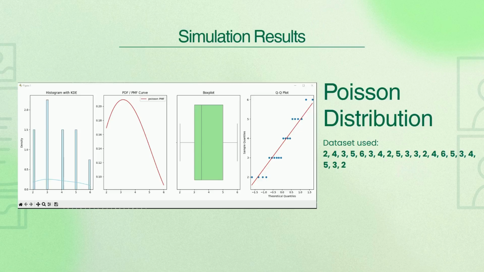Next, the Poisson distribution. The histogram with KDE is right skewed with a peak around lambda 3. The PMF curve matches the data well, with the peak aligned with the histogram. The box plot shows slight right skew and no strong outliers. The QQ plot shows deviation from normality, as expected. The distribution fits Poisson characteristics well, indicating right skewness and discrete nature.